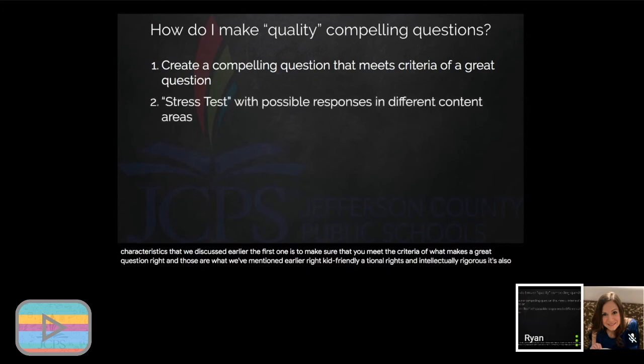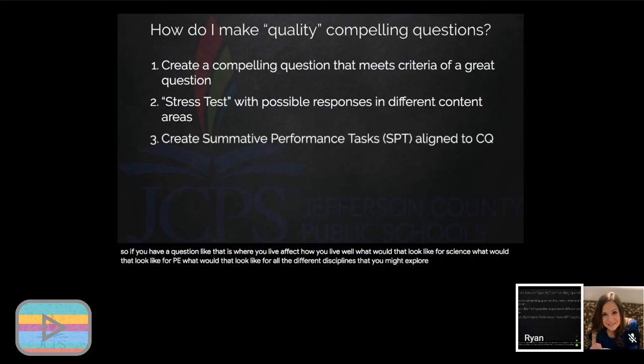It's also recommended that you stress test the compelling question with possible responses if you're using these interdisciplinary. So if you have a question like, how does where you live affect how you live? Well, what would that look like for science? What would that look like for PE? What would that look like for all the different disciplines that you might explore? You then want to create a summative performance task that helps align to that compelling question. That means then that as soon as you have a compelling question, you immediately have the assessment, right?